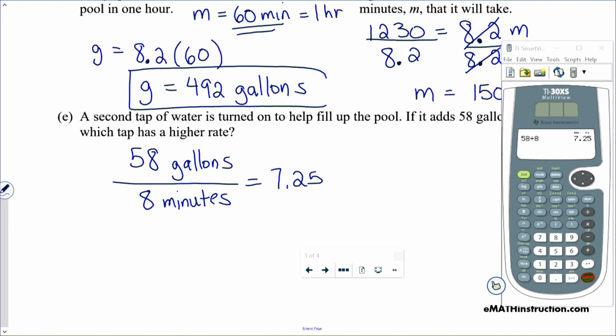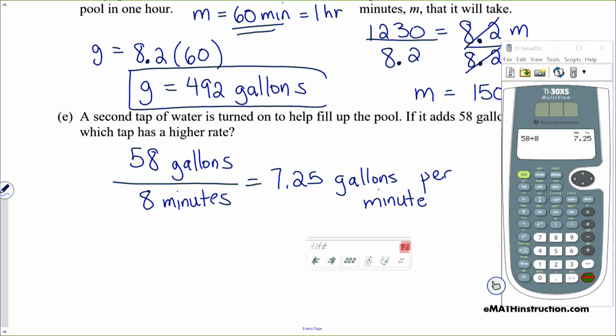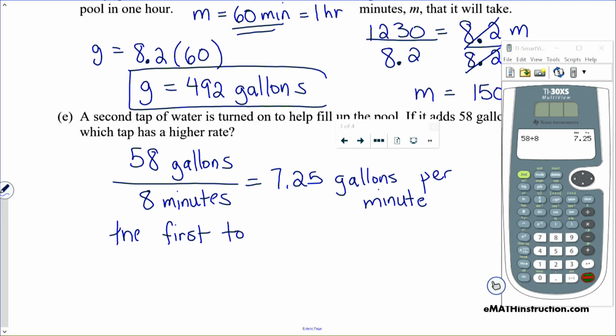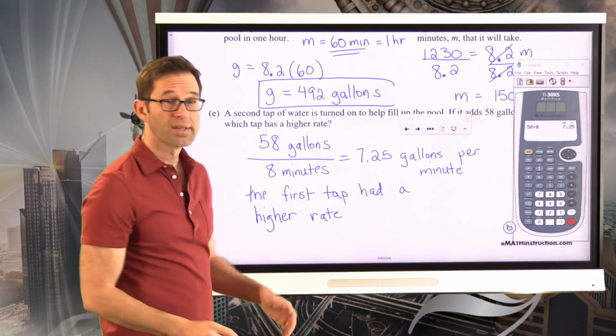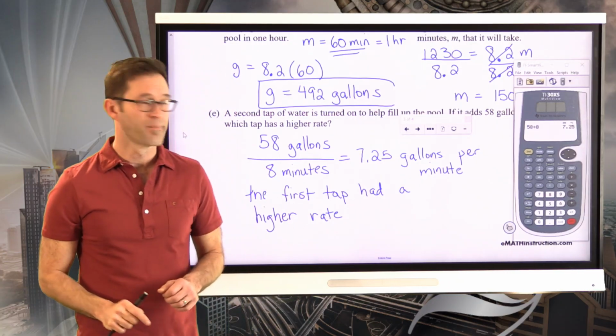7.25 gallons per minute. And so we can now say that the first tap had a higher rate, right? Because it was 8.2, and this one is only 7.25. Okay, and that's it. Let's summarize the lesson.